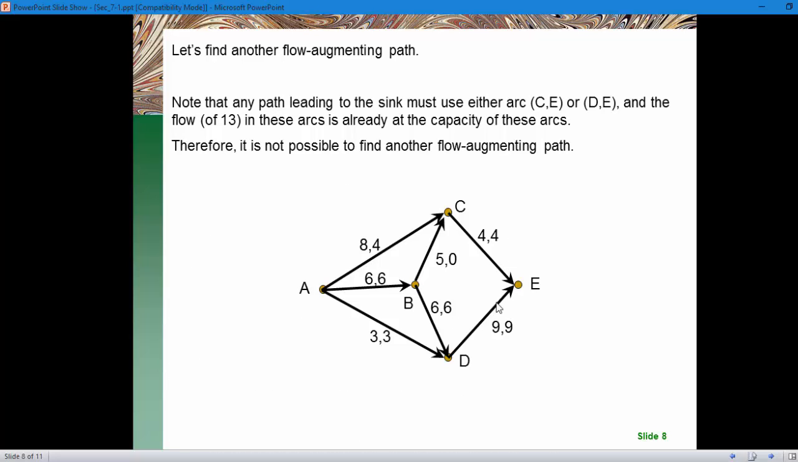So it's not possible to find another flow augmenting path. Therefore, this is called a maximum flow. Notice that the total flow going into the sink is 13. If we add these two numbers, 4 and 9, that equals 13. Now, according to the previous theorem, that number should also be equal to the total flow going out of the source. If we add 4, 6, and 3, that also gives us 13.